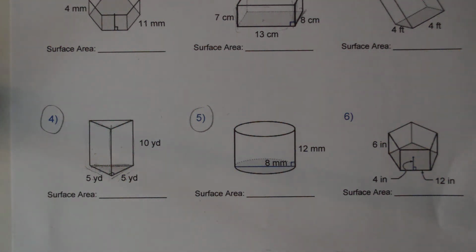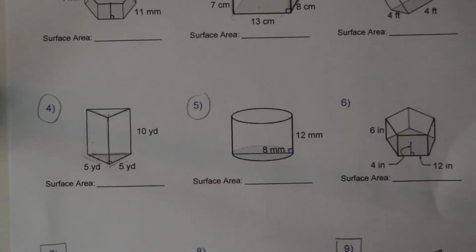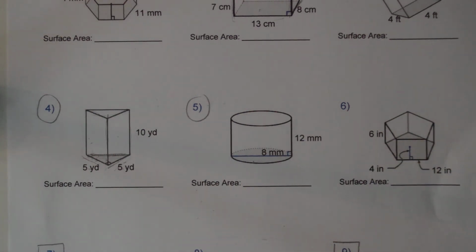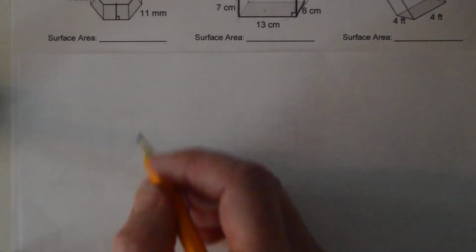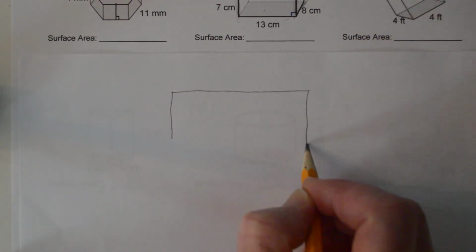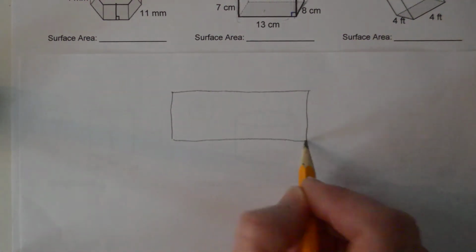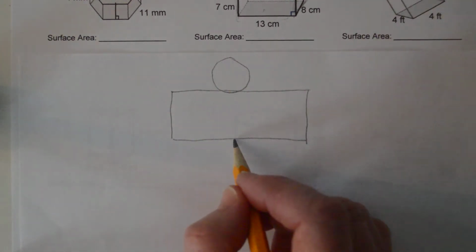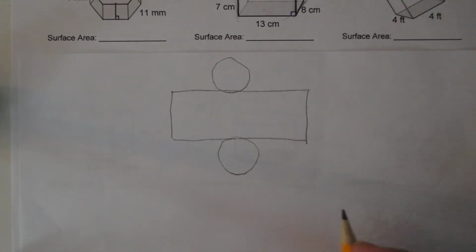Okay, let's take a look at problem number 5. It's asking us to find the surface area of this cylinder, right? So if you remember when I showed you the nets the other day, a cylinder is essentially just a rectangle, right? This is like the label of the can if you're thinking of a can of soup. And then we've got two circles that come out of the top and the bottom that are the top and the bottom of the can.